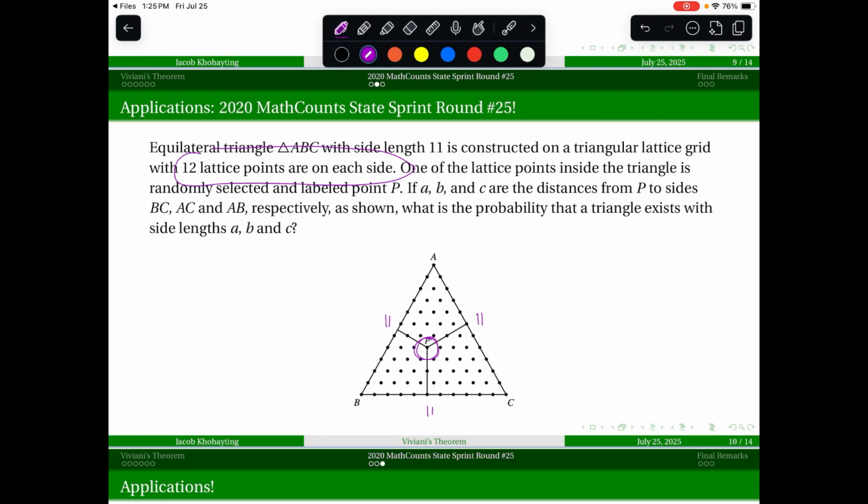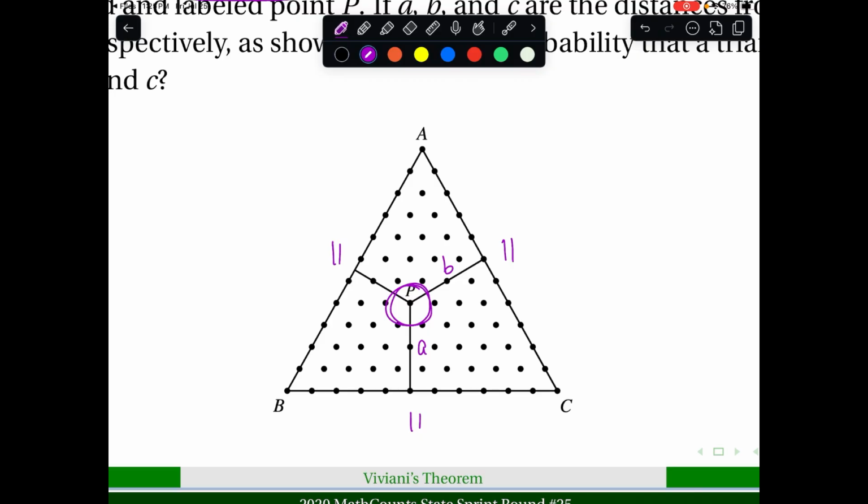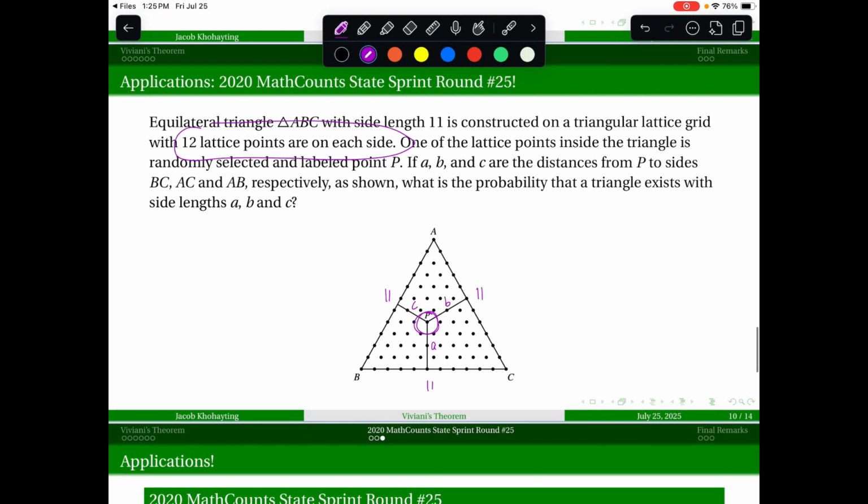Now, say the distances from each of the sides are A, B, C. A, B, C are the distances from P to the sides BC, AC, and AB, respectively. I want to find the probability that a triangle exists with the side lengths A, B, and C. So we want to find the probability that a triangle exists between these three sides.